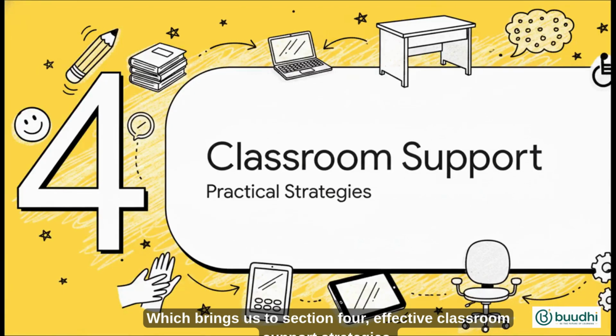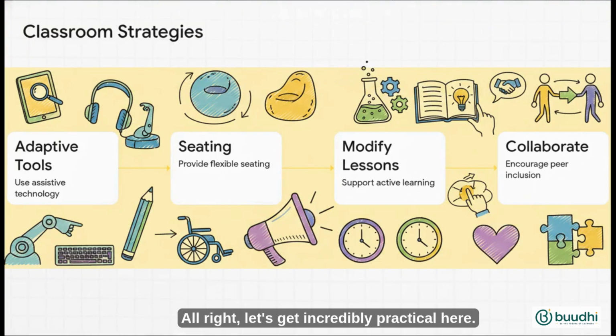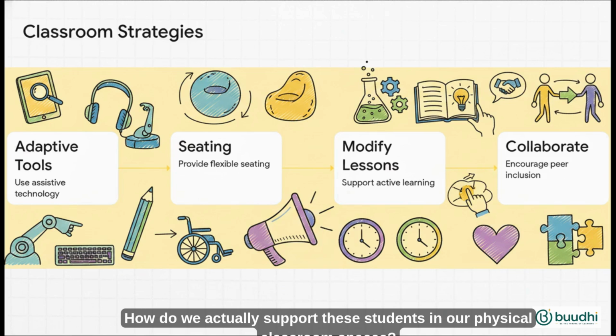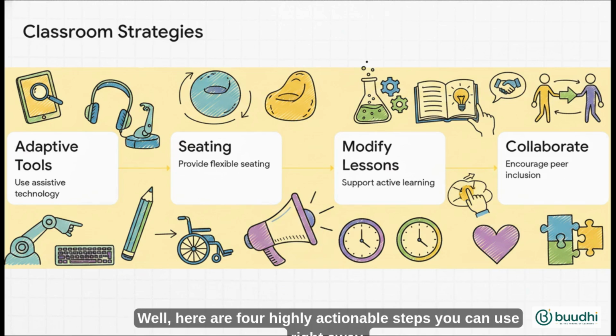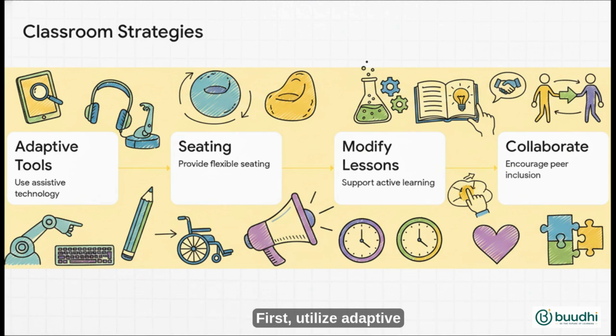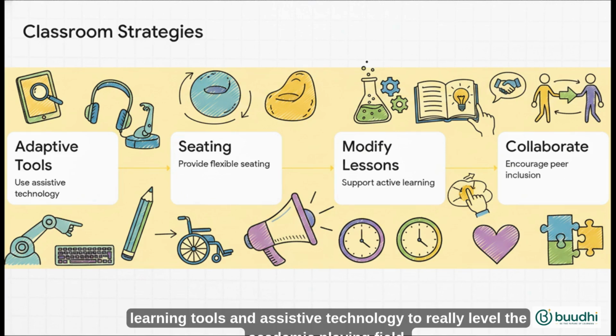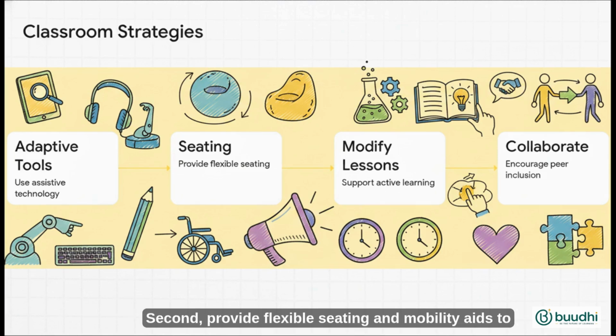Which brings us to Section 4, Effective Classroom Support Strategies. All right, let's get incredibly practical here. How do we actually support these students in our physical classroom spaces? Well, here are 4 highly actionable steps you can use right away. First, utilize adaptive learning tools and assistive technology to really level the academic playing field. Second, provide flexible seating and mobility aids to make sure navigating around the room is safe and easy.